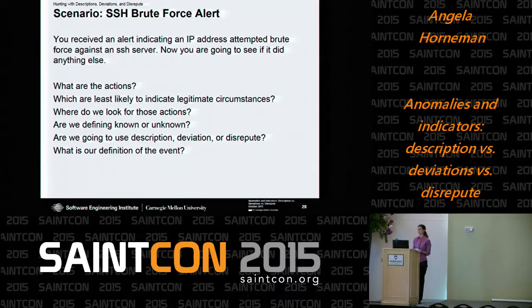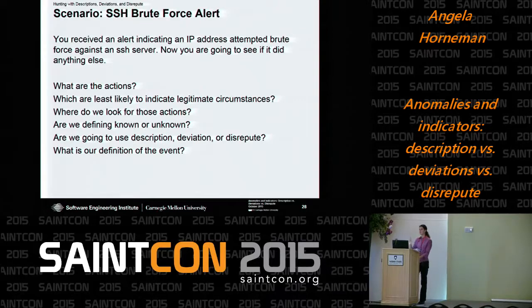Which of those would be least likely to indicate legitimate circumstances? One of the biggest problems when we're analysts is, okay, so we have a set of actions, maybe we've even defined them accurately, but a lot of legitimate things look like those actions too. So which would be the least likely to indicate legitimate circumstances?